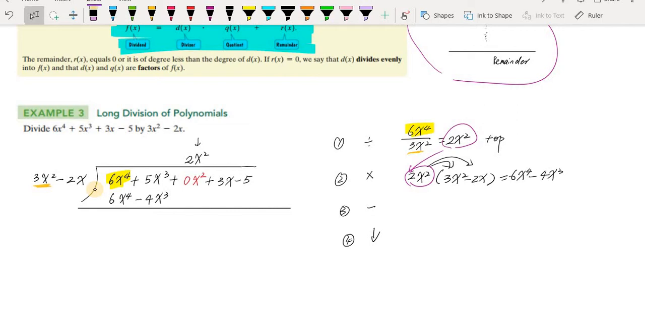Okay? And then we're going to subtract. Alright, I'm going to write it this way. So subtract, we really have to be careful.